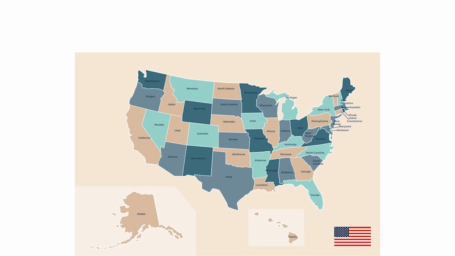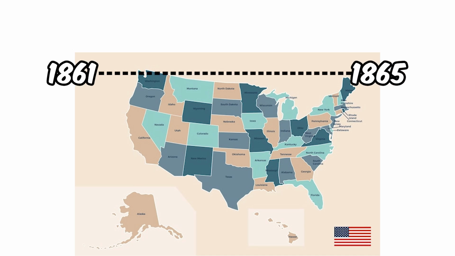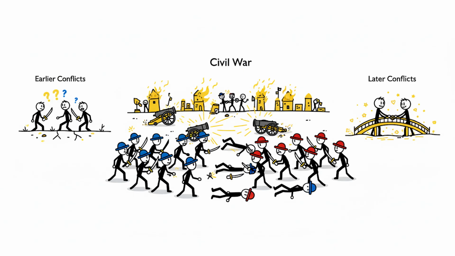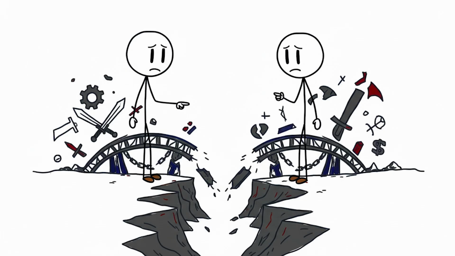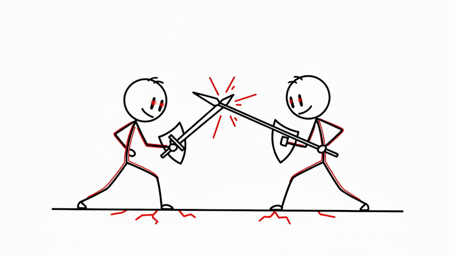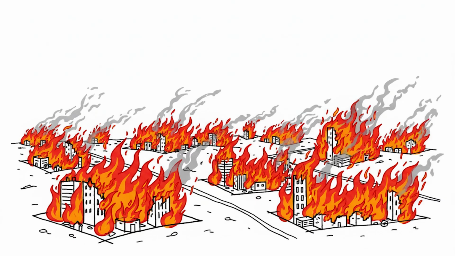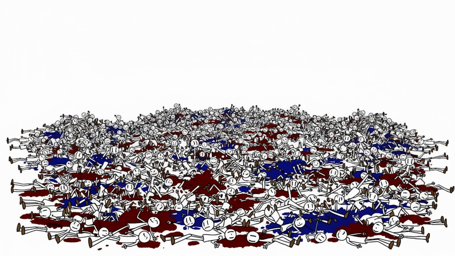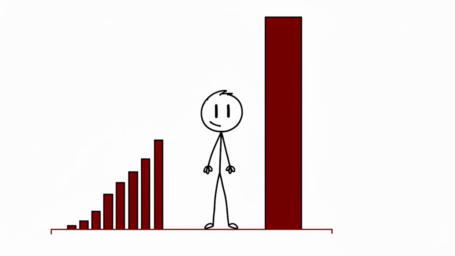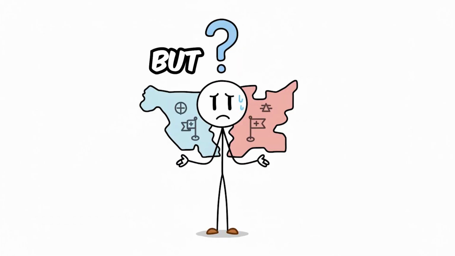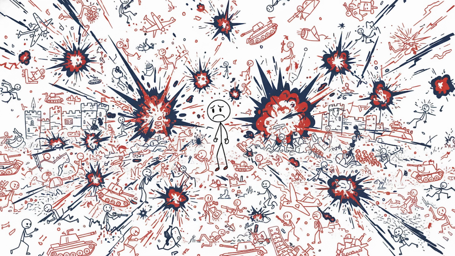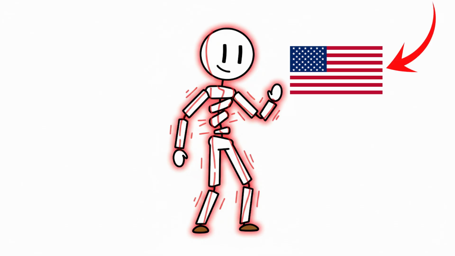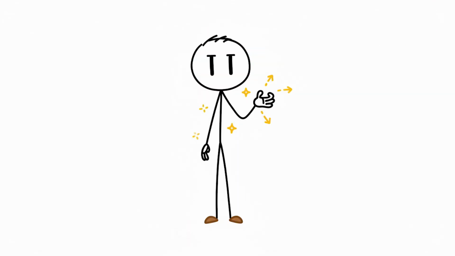In 4 years, from 1861 to 1865, the United States was torn apart in a way it has never been before and has never forgotten since. Brothers fought brothers, cities burned, an entire social order collapsed, and more Americans died in this war than in all other U.S. wars combined. But why did this happen? How did it get so bad? And how did this brutal conflict remake the United States into the nation we know today?